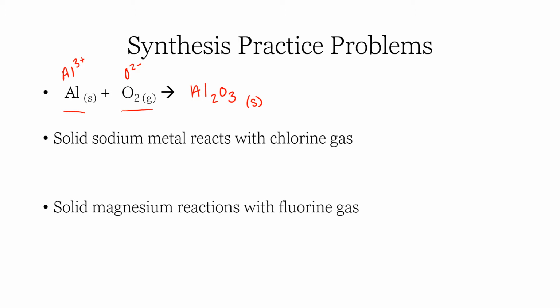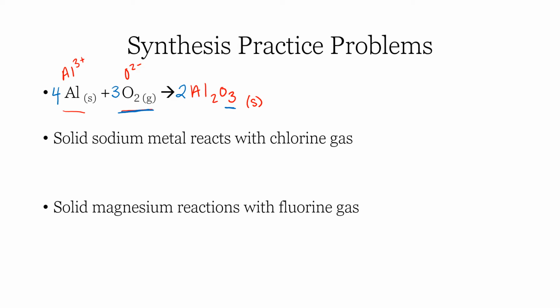I'm still missing one step, and that step is balancing. When you take a look at your chemical equation, you want to make sure that after you've predicted the products, you go ahead and balance the equation. I'm going to start by balancing oxygen first. I see that I've got 2 oxygens on the reactant side and 3 oxygens on the product side. So I'm going to put a 2 in front of the aluminum oxide, and I'm going to put a 3 in front of the oxygen. That gives me 6 oxygens on both sides, which means I need to put a 4 in front of the aluminum on the reactant side.